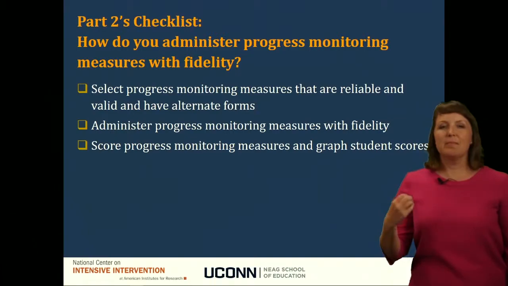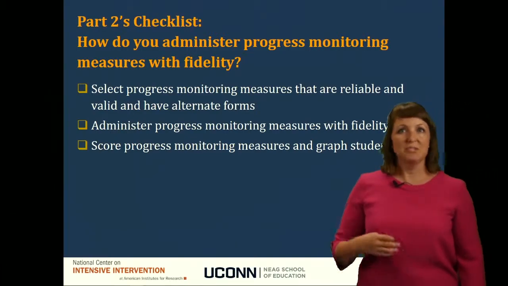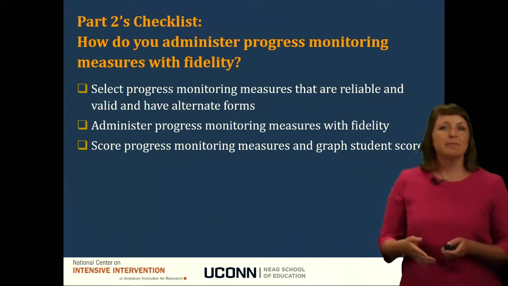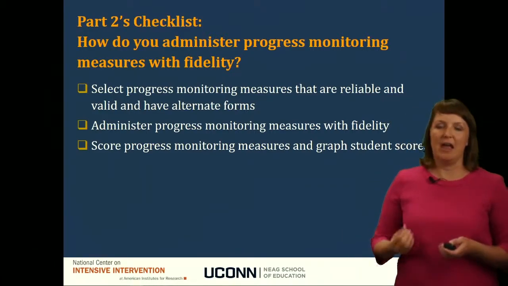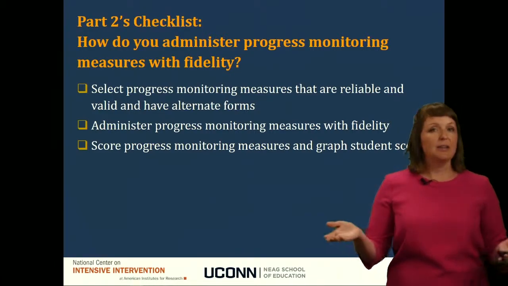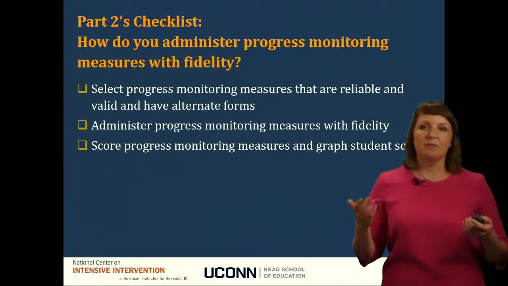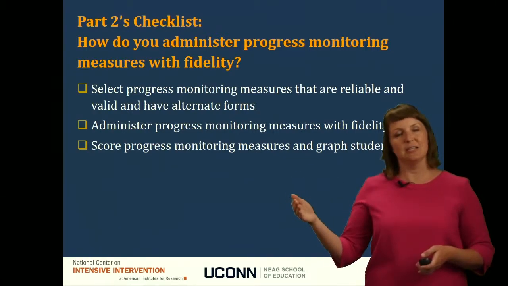So if I'm thinking about my checklist for this part of our module, remember our original question was, how do we administer progress monitoring measures with fidelity? Well, first we have to select progress monitoring measures that are reliable and valid and have alternate forms. Why do they have to have alternate forms? Because we're going to use them week after week, and we want to compare scores from one week to the next, to the next, and to the next.